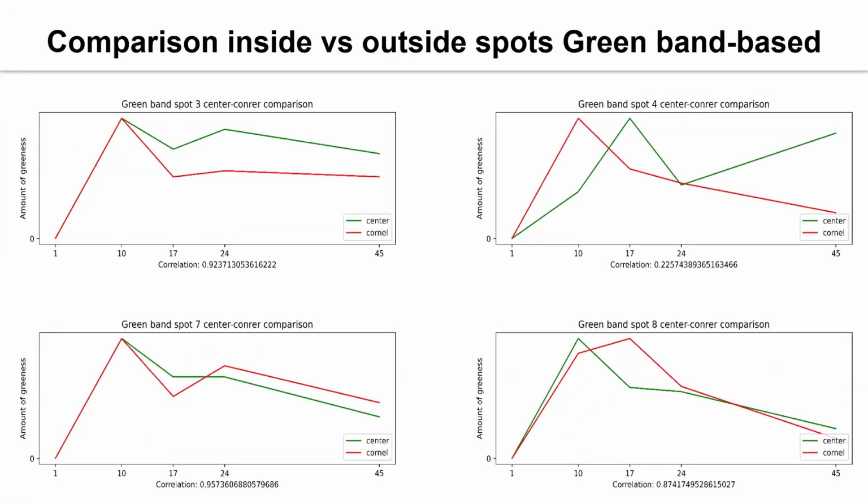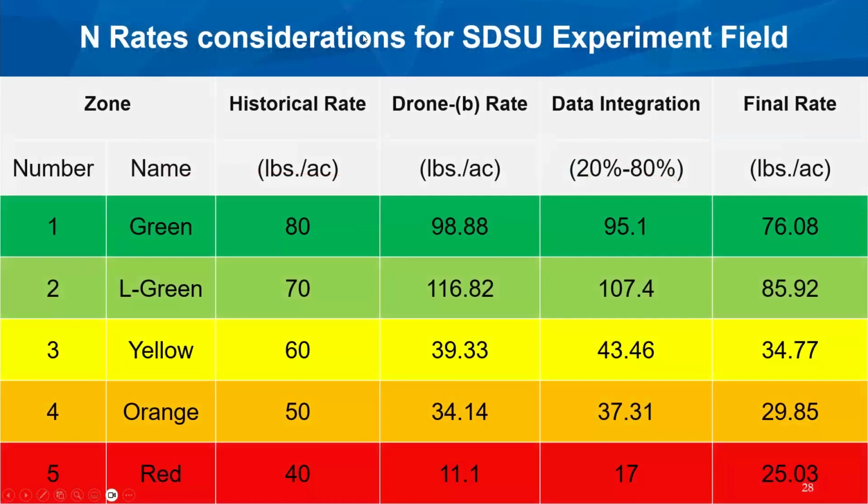So we compare the spots together, inside and outside, and here is our recommendation. If we wanted to go based on historical yield data, we should have applied 80 pounds of nitrogen for green, let's say 70, 60, 50, just like recommended based on the historical yield data.